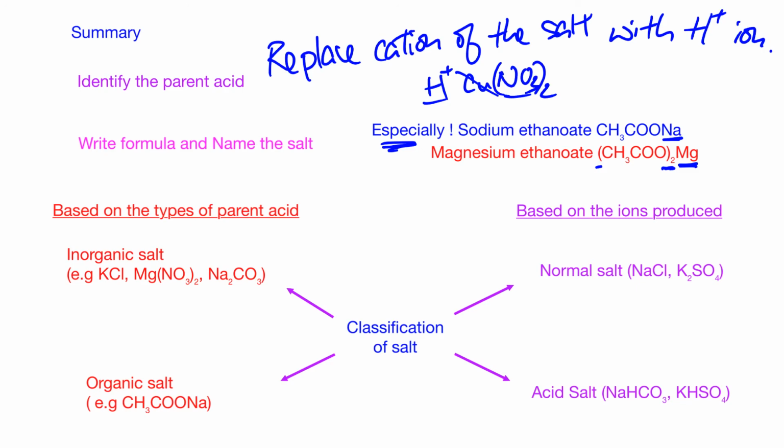And the classifications will be based on the types of the parent acid and also based on the ions produced. If hydrogen ions are produced from the salt, we call those acid salt. If not, they will be just normal salt.